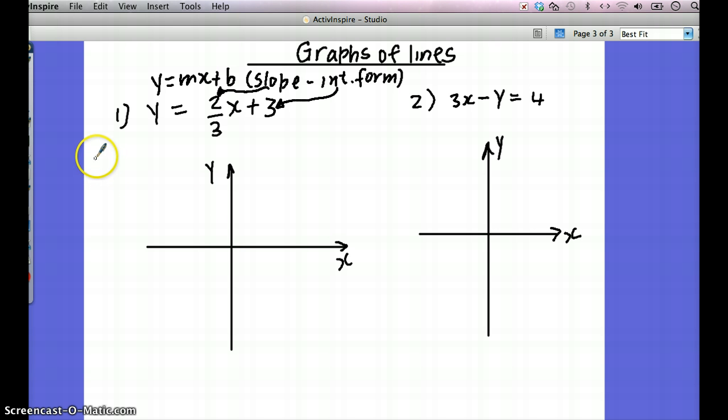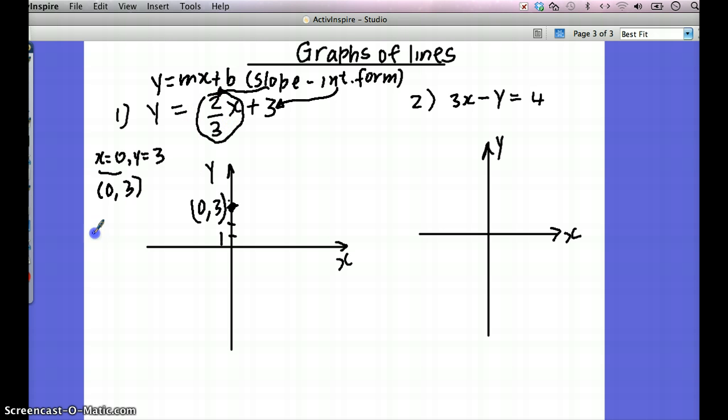If x is 0, and this term right here would be 0 because that would be 2/3 times 0, then y would be 3. So one ready-made point would be (0, 3). So you can always use the y-intercept to start and just say, oh, this is one point right here. 1, 2, 3. That's one point. And then you use the slope to get a second point and you're done.